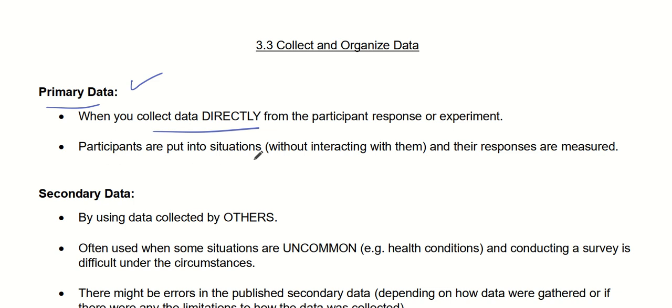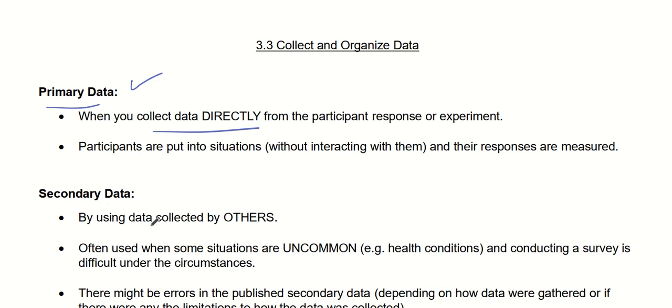Sometimes participants are put into situations and then you don't really interact with them or try to influence their opinion or anything. So you don't really interact with them much while they're in these situations or in these thought experiments. And you want to have their responses measured. So primary data is when you do the experiment or the survey right there personally. Now, what is secondary data?